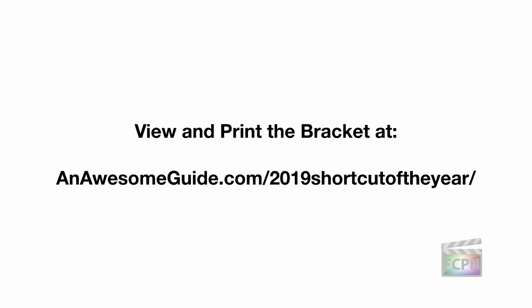And then make sure to go to anawesomeguide.com. There's a link on there where you can do /2019 shortcut of the year. You can see the bracket on there, print it out, see all of the recent live shows, all that good stuff.